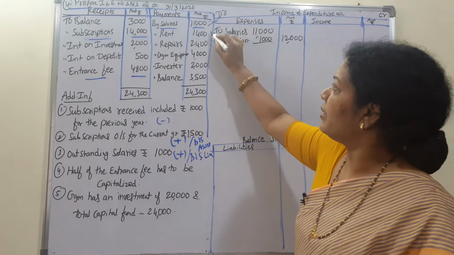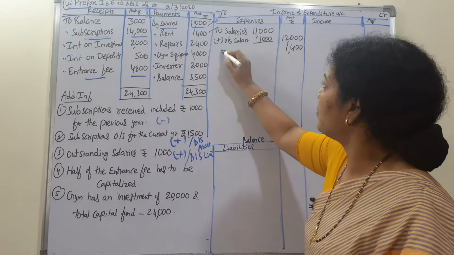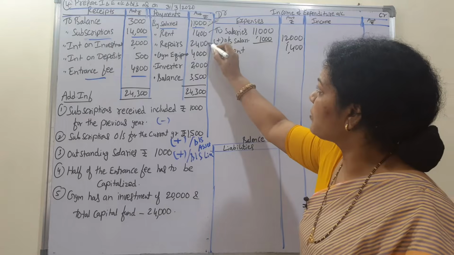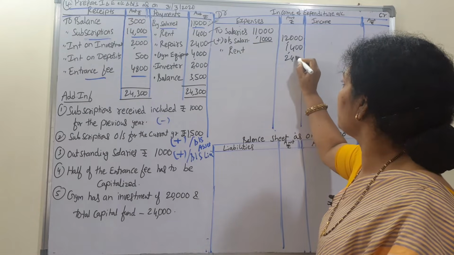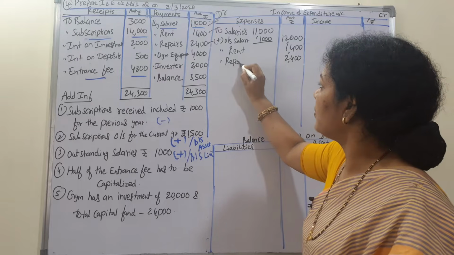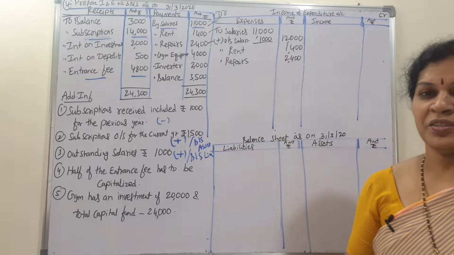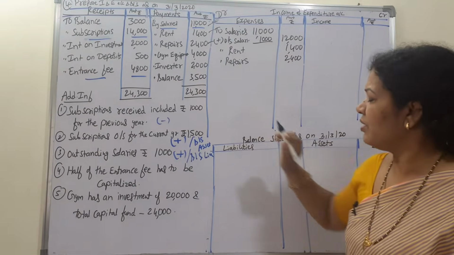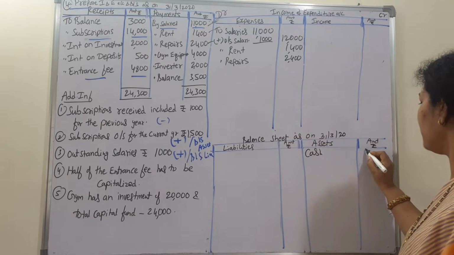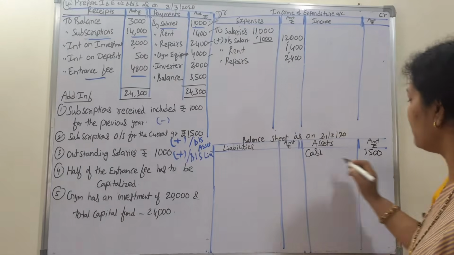Salaries over. Now rent 1,400. Next, repairs 2,400. Gym equipment, it's an asset, so asset side will take. First we'll take the cash amount 3,500, and now gym equipment 4,000.